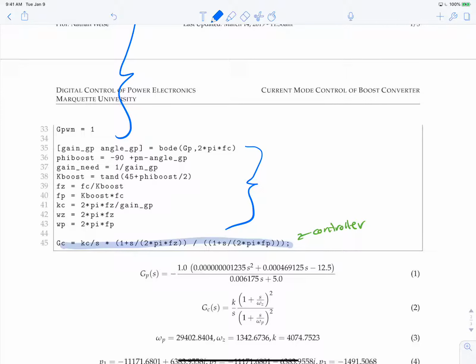So once we go ahead and complete that, we're going to do that design here quickly. You can run this script, you can copy and paste it. This is what we get for our plant, given those parameters up above.